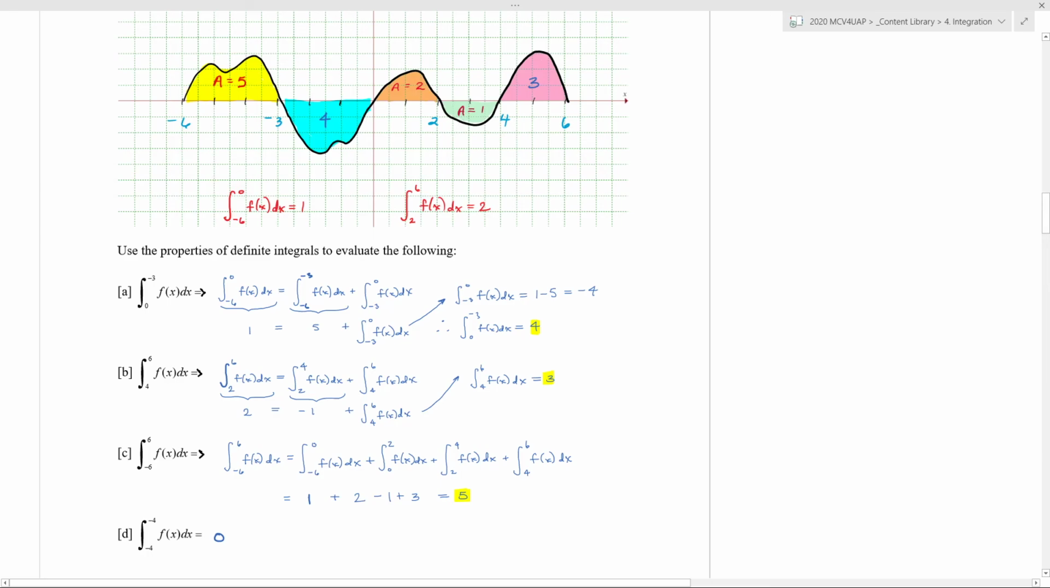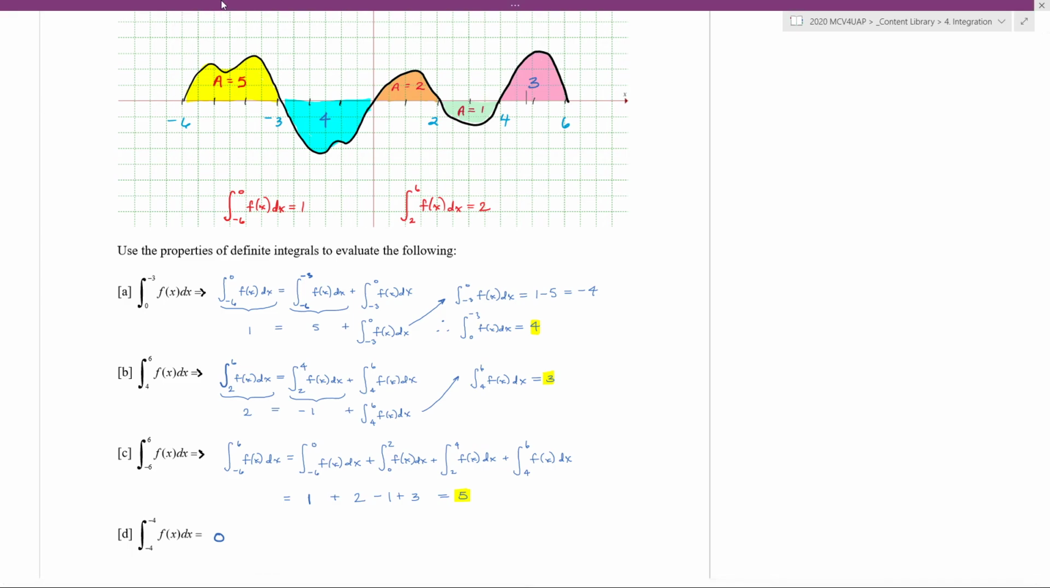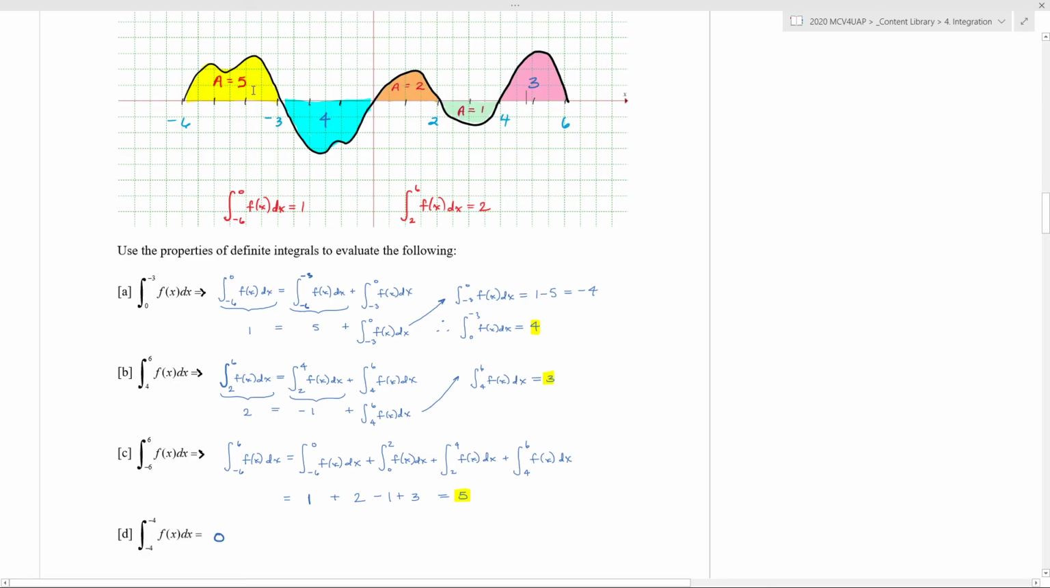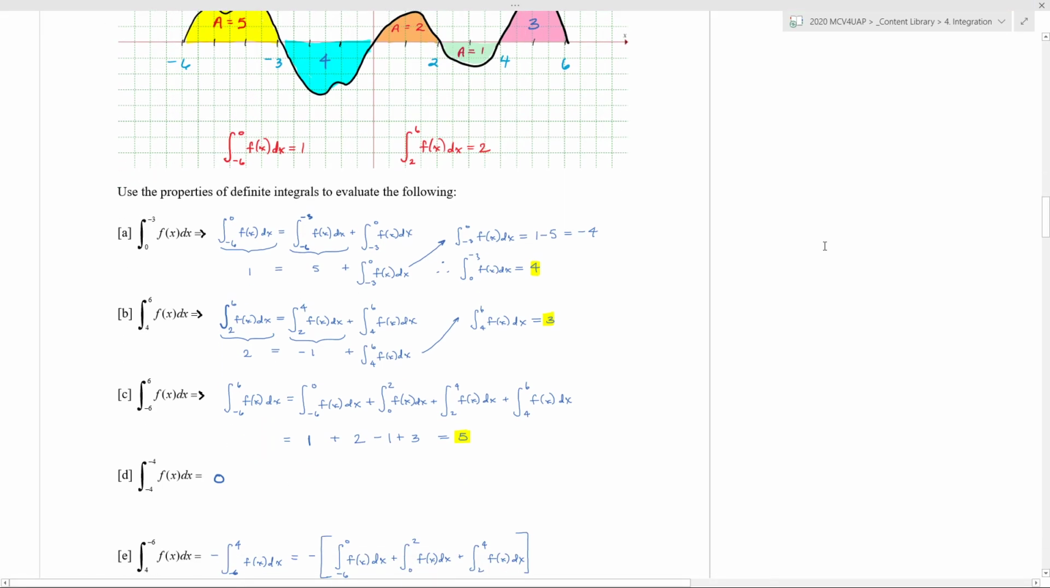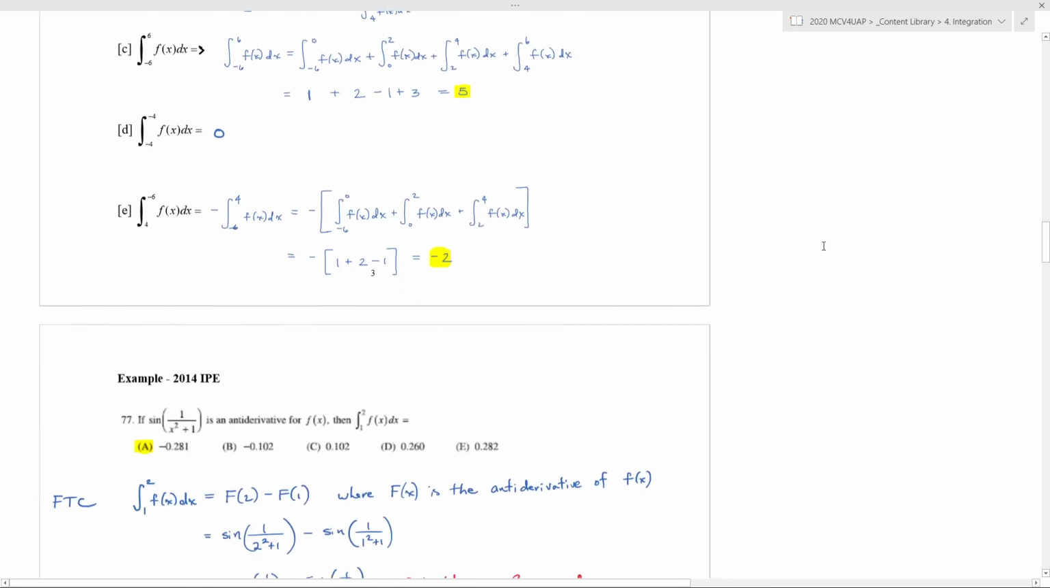So if I was integrating from -6 to 4, my answer would be 2. And if I'm integrating from 4 to -6, my answer is the negative of that. So it's -2. Any questions on that? I think it's pretty straightforward.